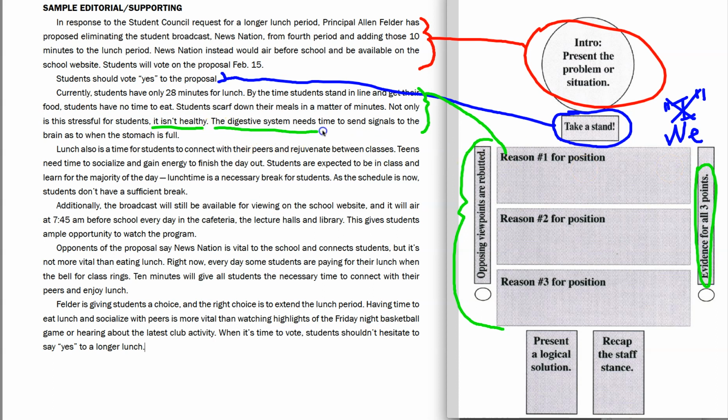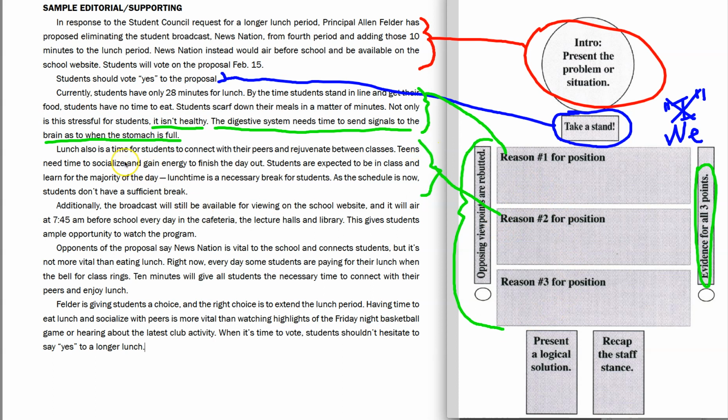The digestive system needs time to send signals to the brain as to when the stomach is full. Now this person had to do some research or know about that ahead of time in order to have that good backed up with evidence. So again, you can see they do the same thing here for reason number 2. They have it covered here.